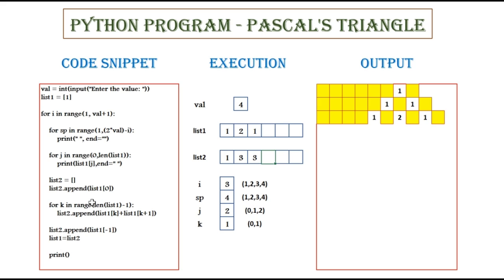Then the control comes out of this nested for loop and it goes to the next line where it says list 2 dot append list 1 of minus 1. The last value of this list 1 is 1, which I'll be appending to list 2.